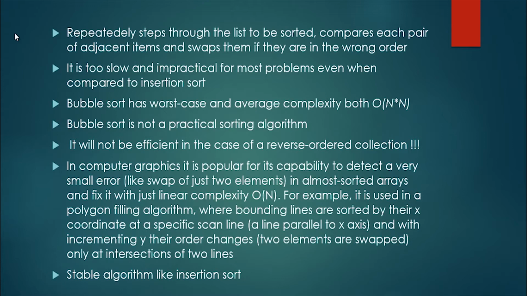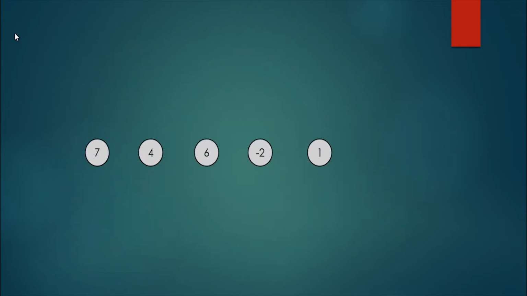And it's a stable algorithm like insertion sort, which means that if we have two elements that are in the right place, then the algorithm is not going to change the index of these elements, so they're going to remain in the same position. Okay, so let me illustrate how it works.